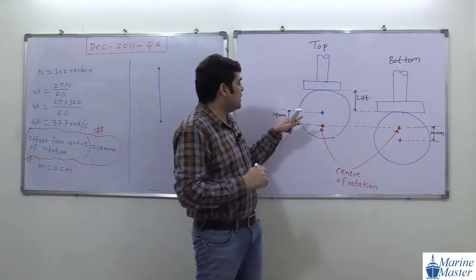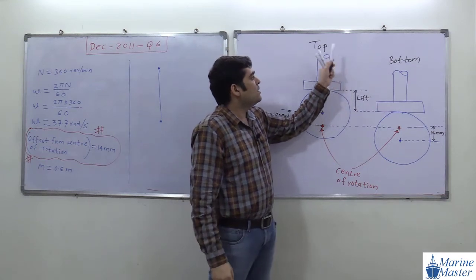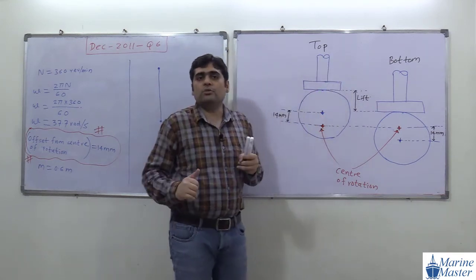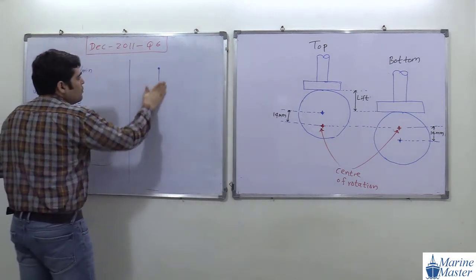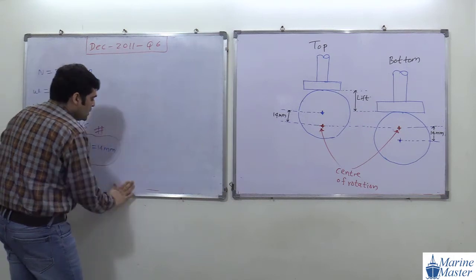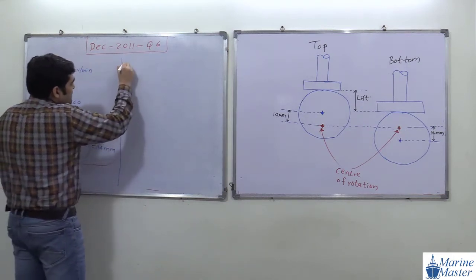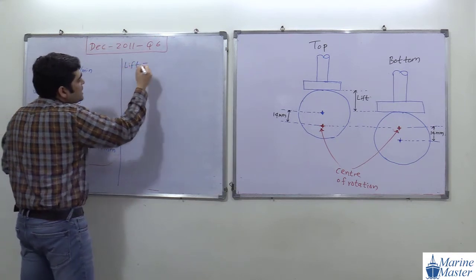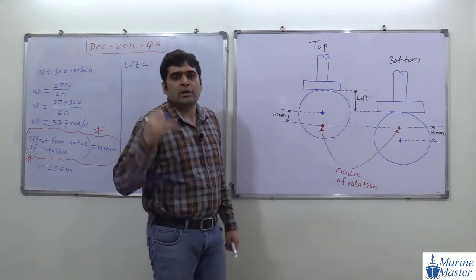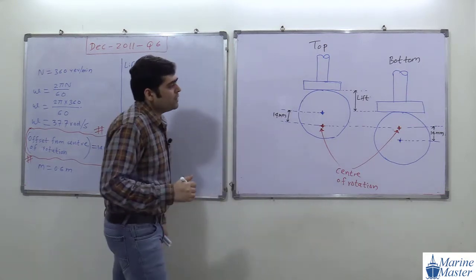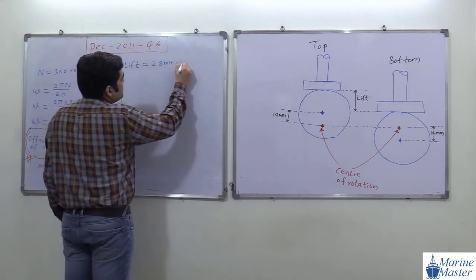So here the vertical distance traveled by the center is 28 mm. The same distance is traveled by the follower from the topmost position to the bottommost position. What will be the value of lift here, from this drawing? Lift is equal to lift or stroke. Don't get confused with the word lift here. Lift means stroke, but in this question they mentioned lift, so I am using that word. So lift will be equal to 28 mm.